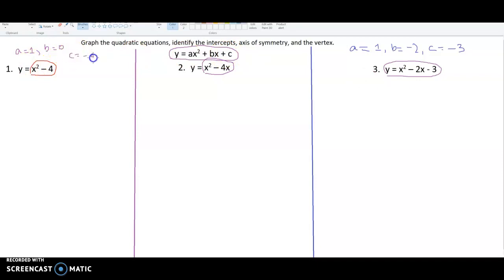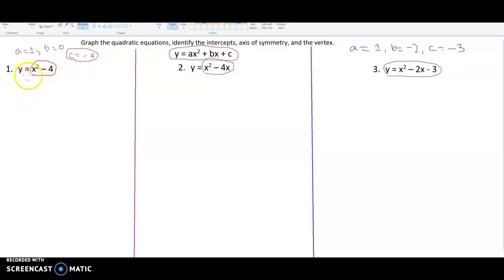And by the way, hope you guys remember, the -4 is actually my y-intercept. Because if you let x equal 0, 0 squared is 0, and 0 minus 4 is -4. So when x equals 0, y equals -4. That's the reason why the c term is going to be my y-intercept. Okay? Alright, so let's go back to what we've been doing.